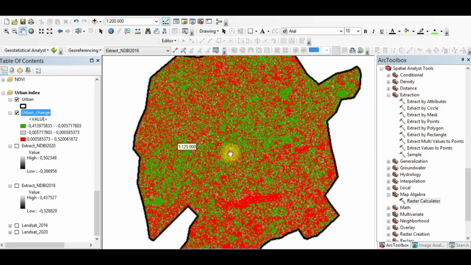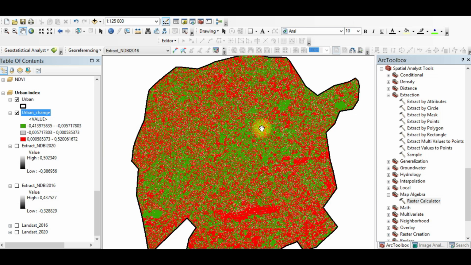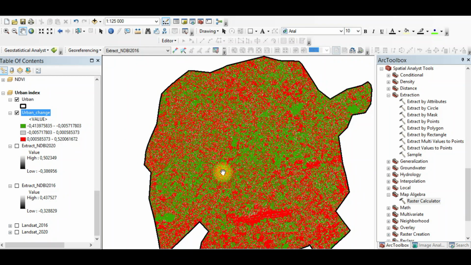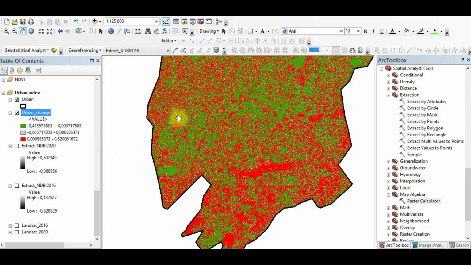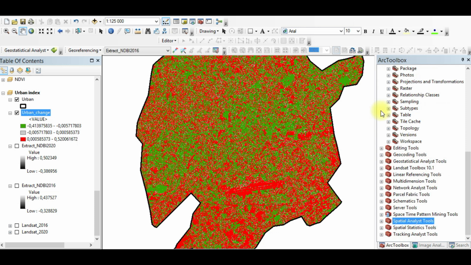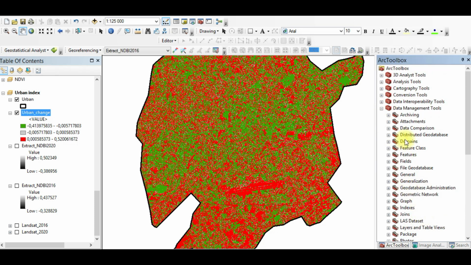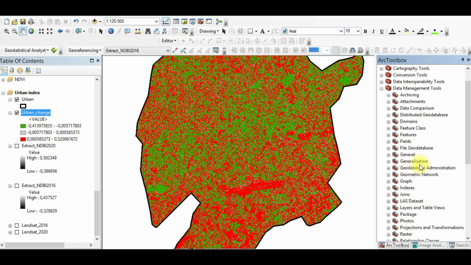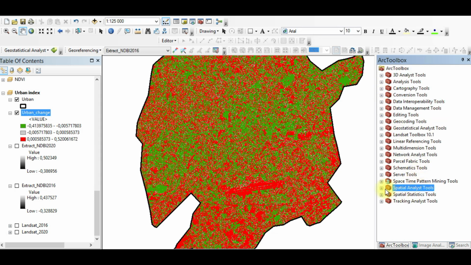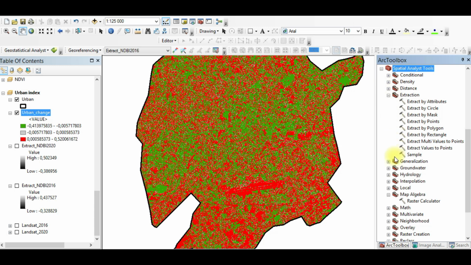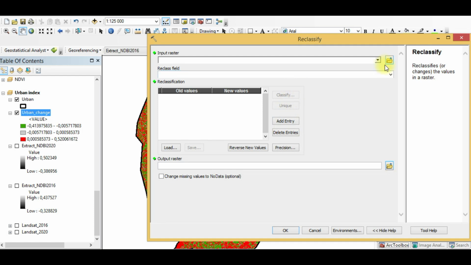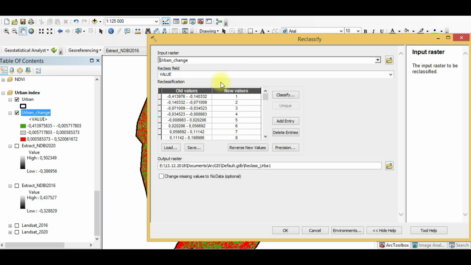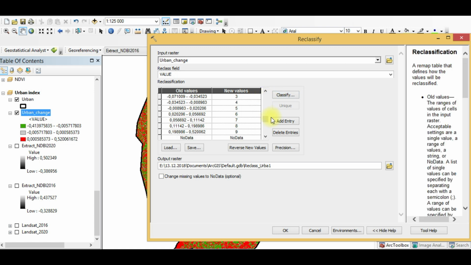And now we can see that there is an urbanization trend in most cases. Some areas are neutral, some areas are actually decreasing in urbanization. So what we can do now is reclassify in order to compare and assess the area of urbanization. So what we will do, we will put urban change. Why is it showing like this?